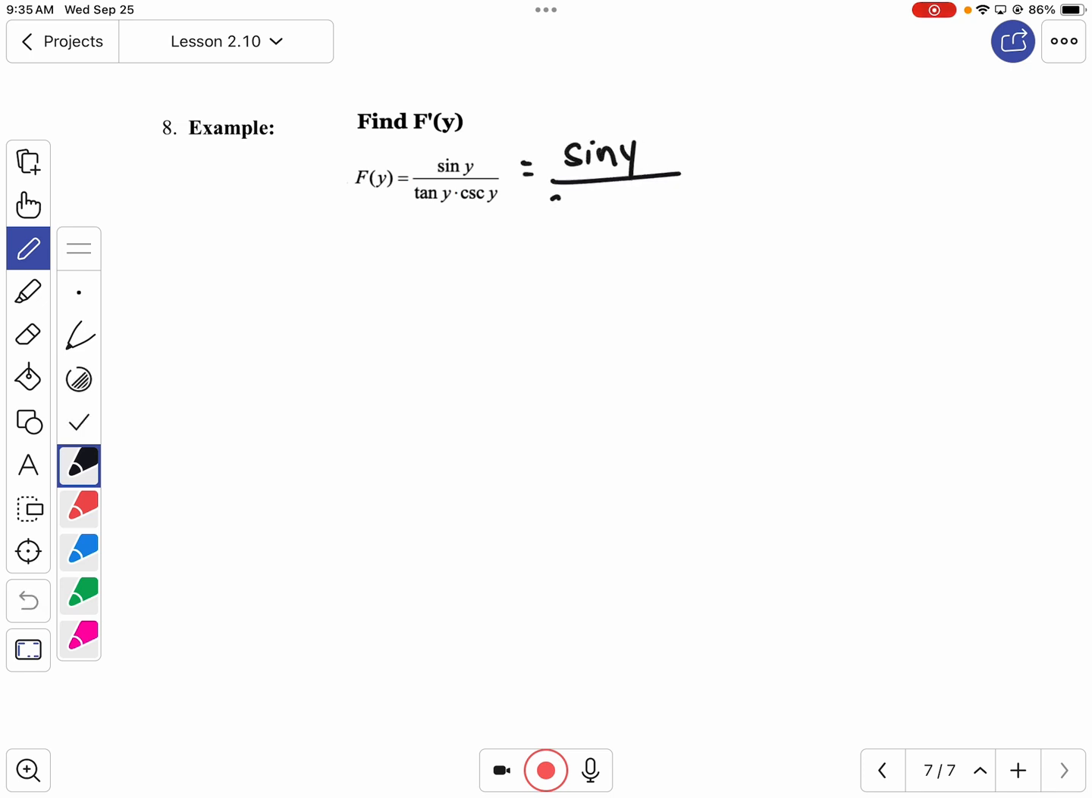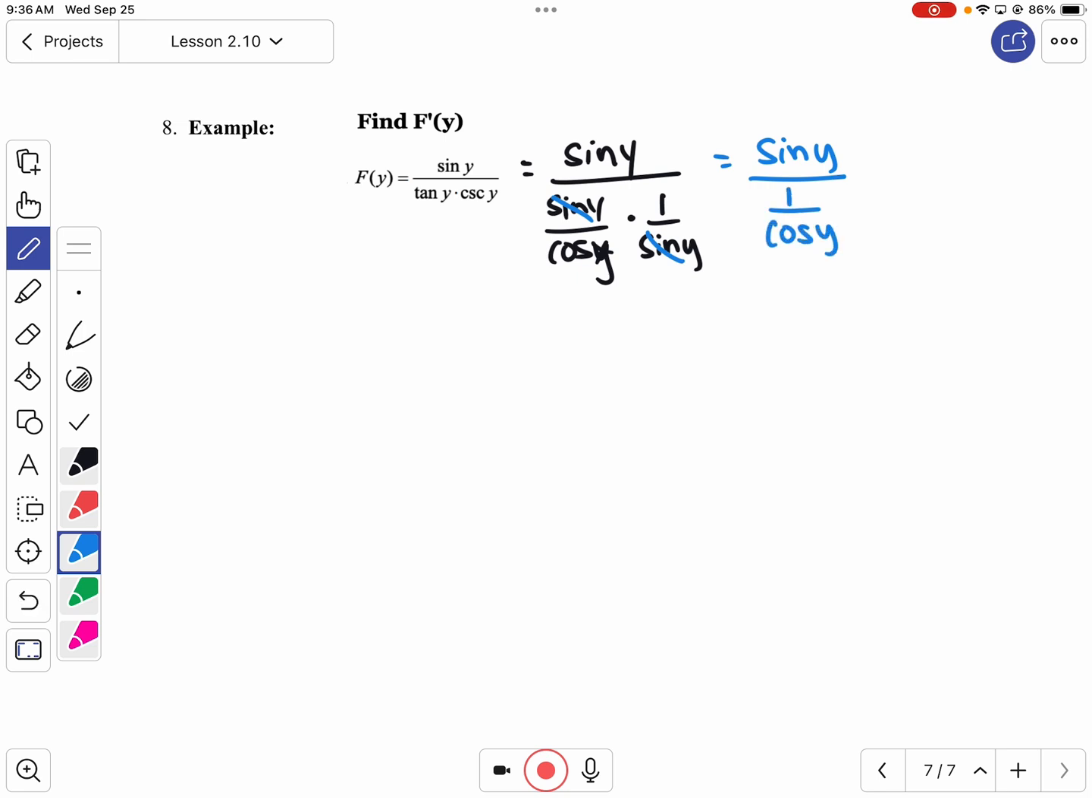Tangent is the same thing as sine over cosine. And then cosecant is 1 over sine. These are all y's. So my denominator is going to reduce a little bit. And so that leaves me sine divided by 1 over cosine. Or it's just sine times cosine.